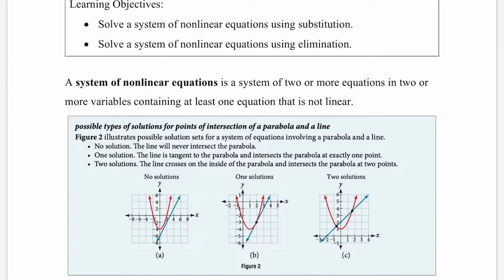For example, if we have a system of a line and a parabola, this is a system of nonlinear equations, and we have three types of solutions. We can have no solution if the line and the parabola do not intersect each other. We can have one solution if they intersect at one point. Or we can have two solutions when they intersect at two different points.